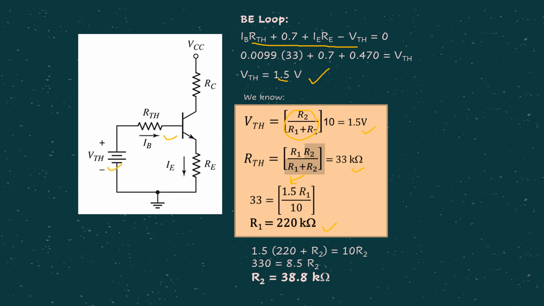Then obviously from there you can simply substitute into any of the equations to find R2, which is given by 38.8. This is a design question where you have to find the circuit parameters. In this case, we have to find the values of R1 and R2.